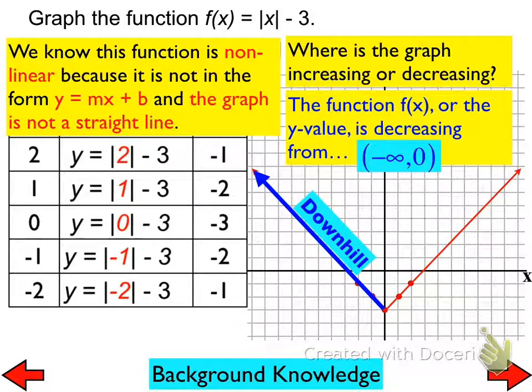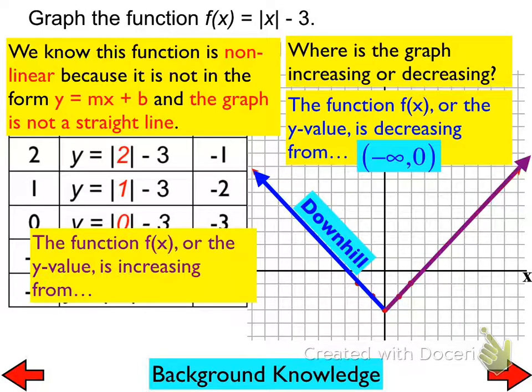And in interval notation, which we're bringing back again today, would be from negative infinity to 0. And then on the right-hand side of the graph, where it is going uphill from left to right, that is where the graph is increasing, and that would be from 0 to infinity.